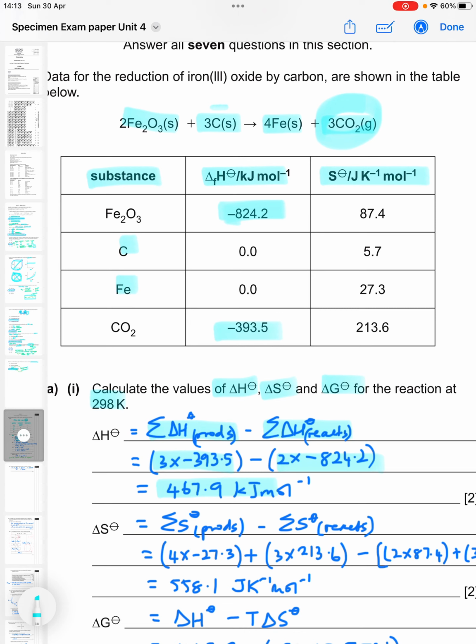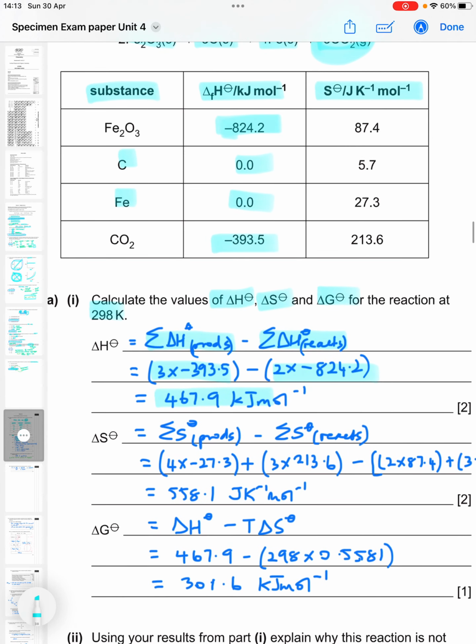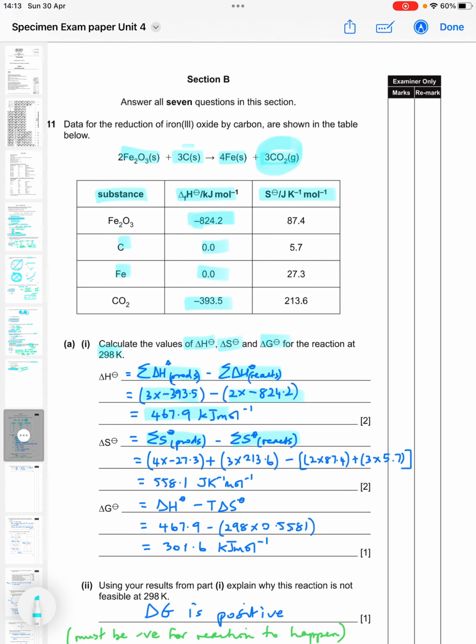And of course, carbon and the iron are elements in their standard states. So their enthalpy of formation is 0, so they don't feature in that. Now, the entropy, the total entropy of the products, take away the total entropy of the reactants. And in this case, we have to use all those values.